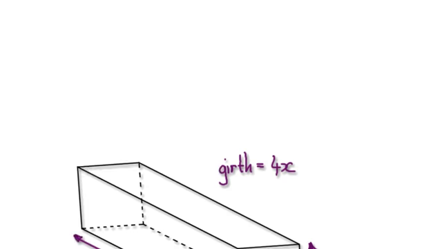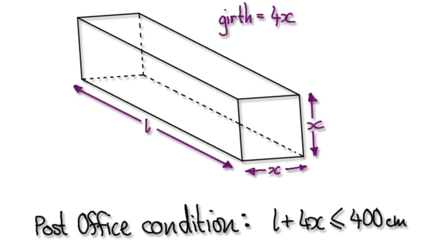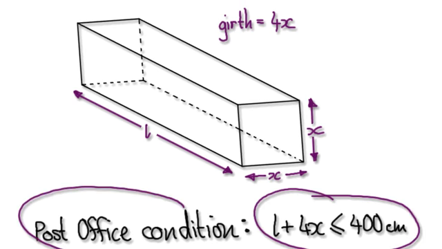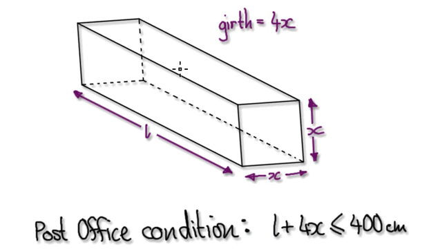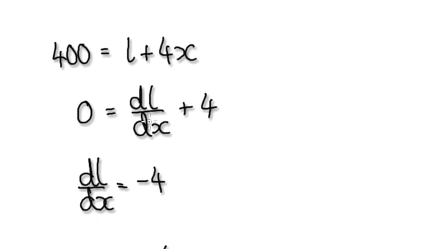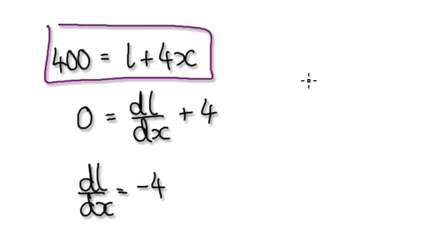Following on from the previous video, we're going to try and solve the same problem, but this time use implicit differentiation. So this here is a condition placed upon us by the post office, and we're trying to maximize the volume. So we've got to find X and L where it would give us the biggest volume. Okay, so that would then take us to here.